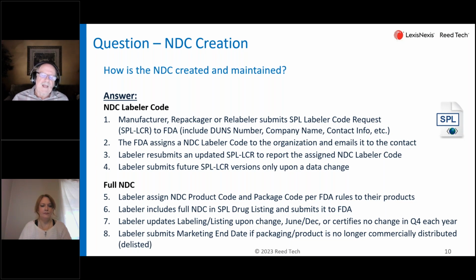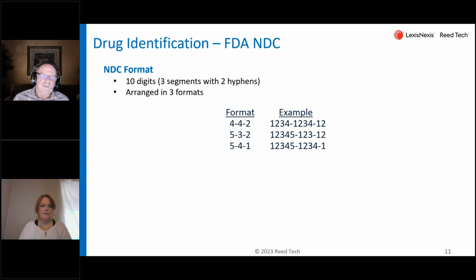So let's get into the actual details, the mechanics. We talked about the 10 digits with 3 segments and 2 hyphens. Now, what we haven't talked about are the possibilities of using three different formats. The first format listed there is this 442, and that refers to 4 digits for the labeler code, 4 digits for the product code, and 2 digits for the packaging code. And then in similar conversation, 532 and 541.